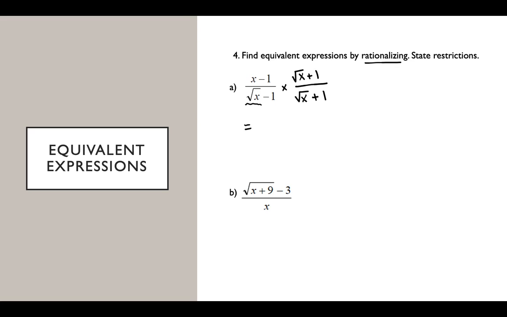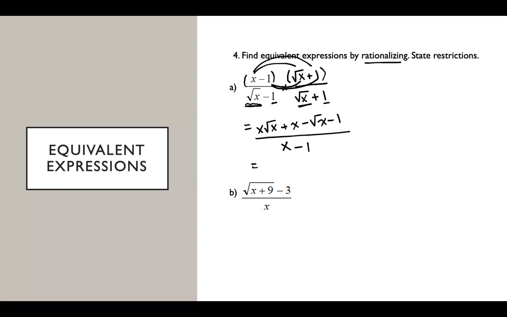Okay, and then, don't forget, because we have two binomials, you've got to do FOIL: front, outside, inside, and last. So it will be x square root x plus x minus square root x minus 1 over, now square root of x times square root of x is x, and then minus 1 times 1 is 1. Okay, and then let's simplify this further.